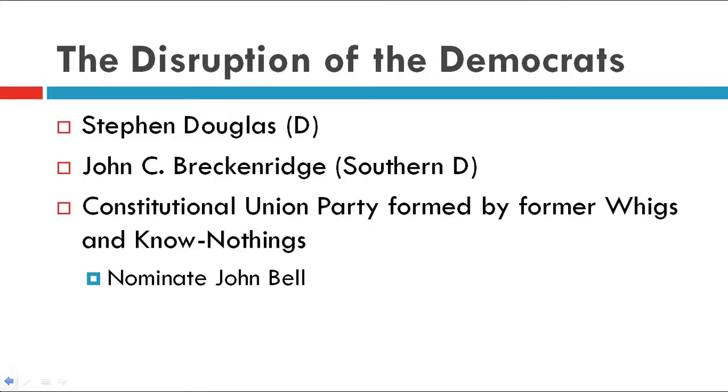So to further escalate this conflict that's been happening amongst the sections, in 1860, the Democratic Party splits, and so Stephen Douglas runs as the Democrat, or I suppose Northern Democrat, and John C. Breckinridge is nominated as a Southern Democrat. There's also the Constitutional Union Party, formed by former Whigs and Know-Nothings, who nominate John Bell.